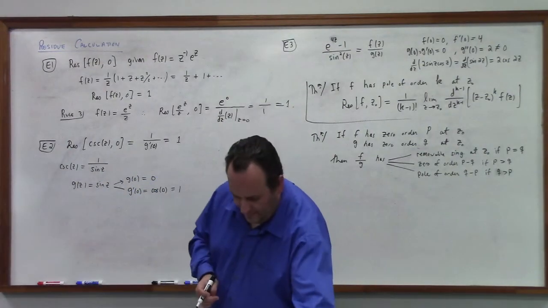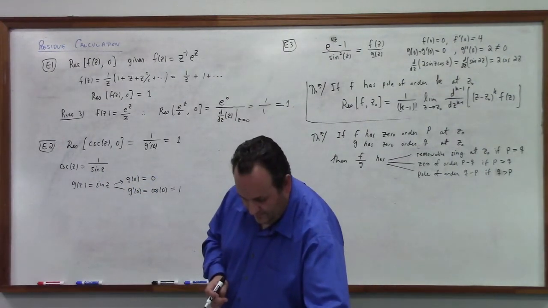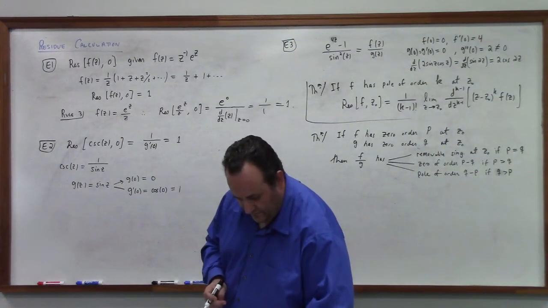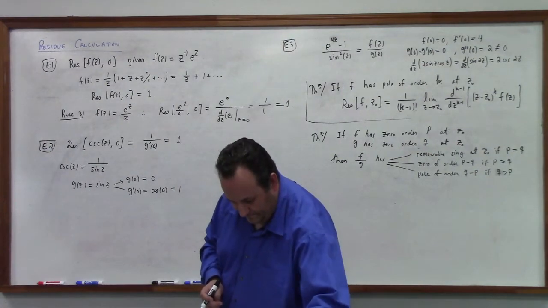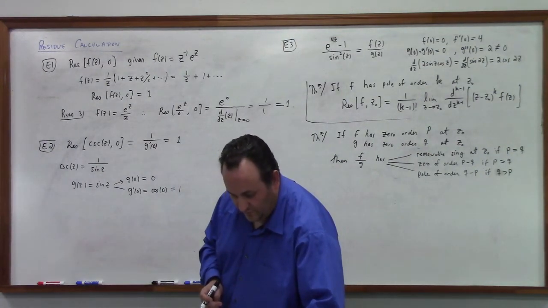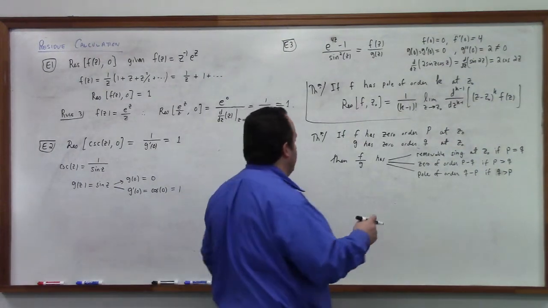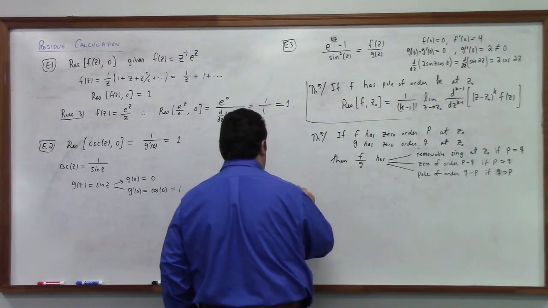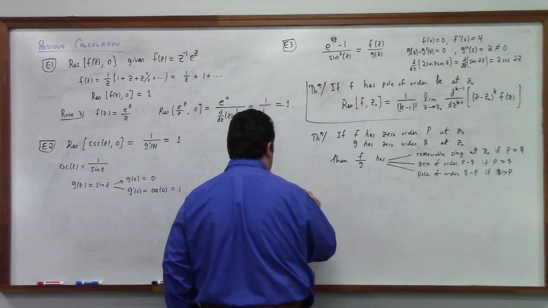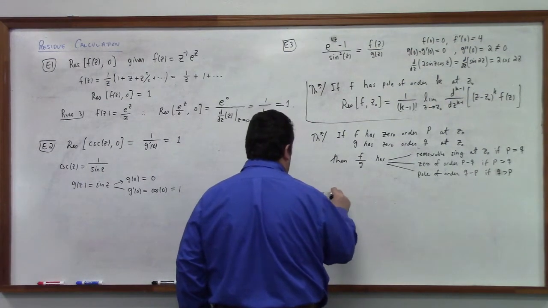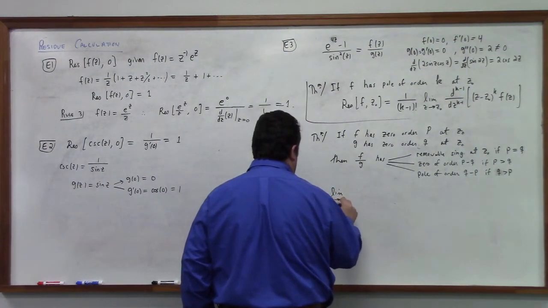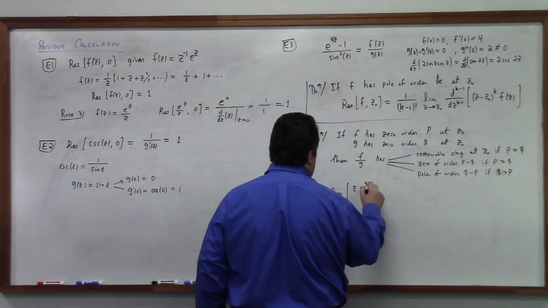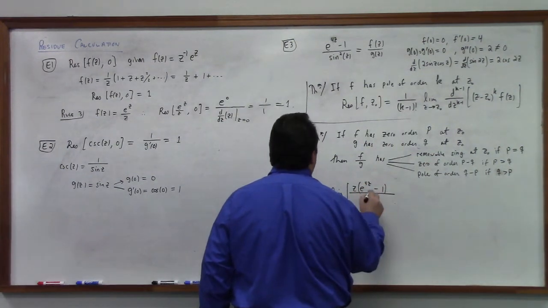So what should we do? It seems like our rules are failing us, are they? I don't know, maybe they're not. Which rules should I try here? Seems like I should just use rule 1, right? Rule 1 said that the residue of f of z at 0 is equal to the limit as z goes to 0 of z times e to the 4z minus 1 over sine squared z.